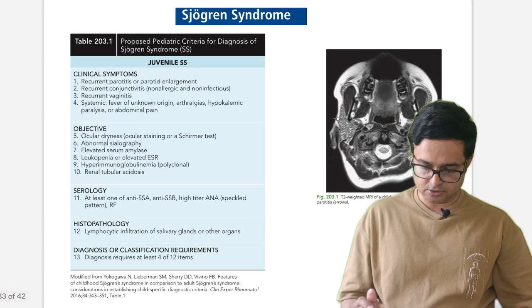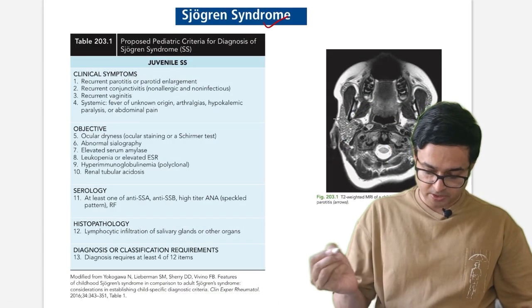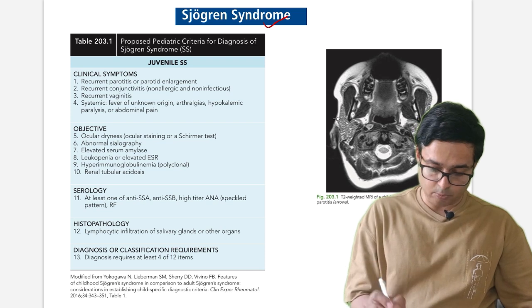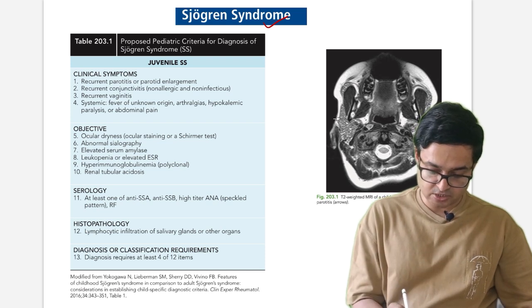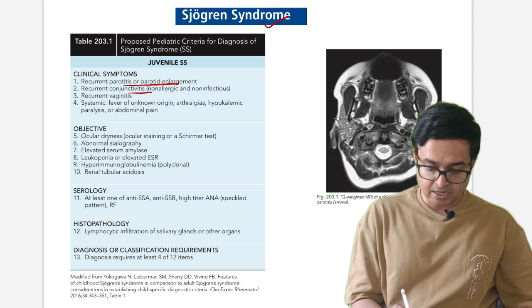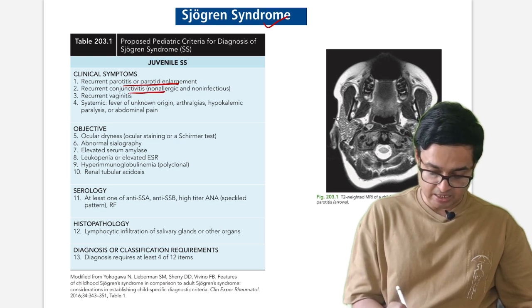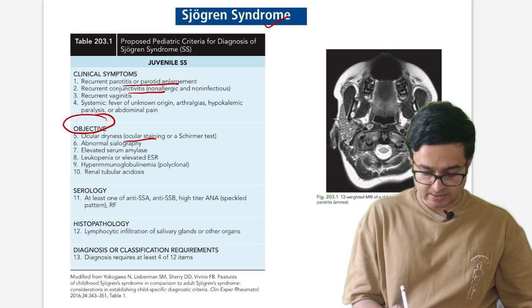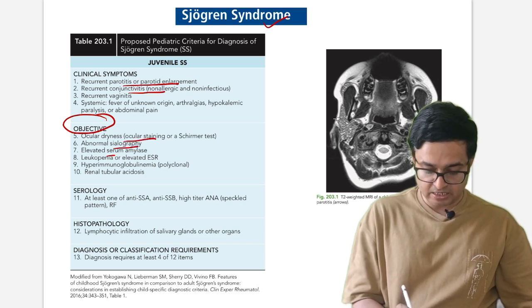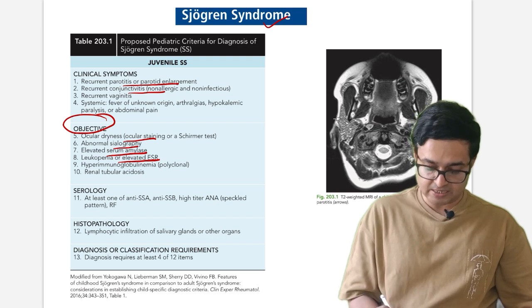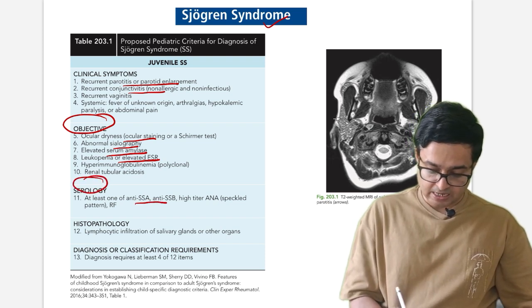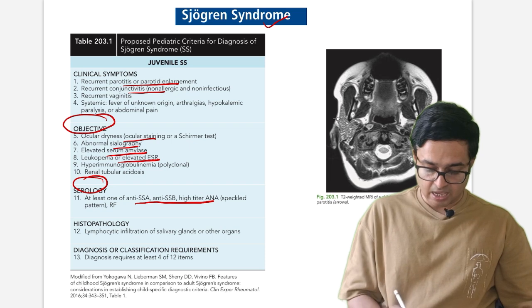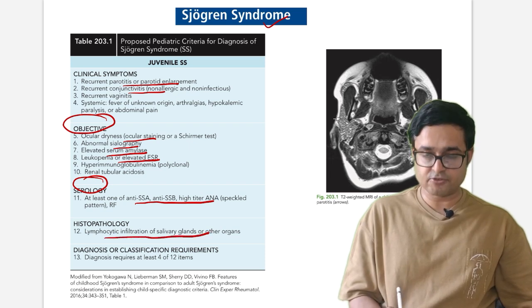Okay, it's all good. So Sjogren syndrome. So this is an important classification. Juvenile Sjogren syndrome is associated with parotitis, parotid enlargement, recurrent conjunctivitis, and objective tests are important like ocular dryness, abnormal sialography, elevated serum amylase, leukopenia, and elevated ESR. Serology is anti-SSA, anti-SSB, and histopathology lymphocyte infiltration.